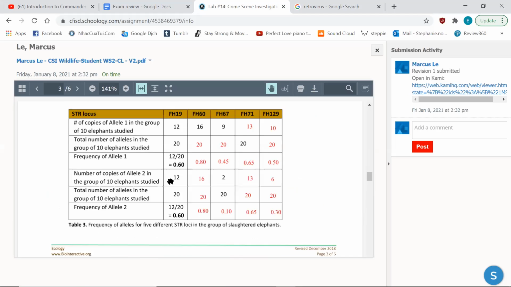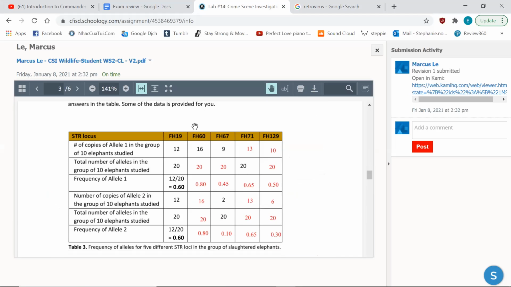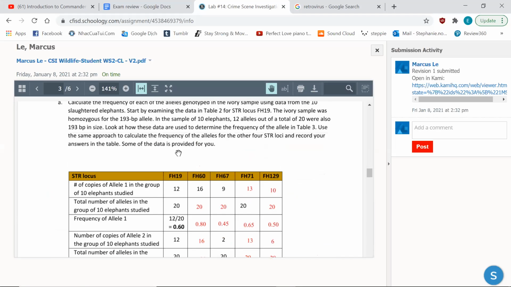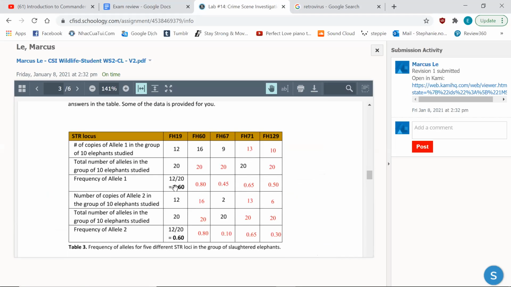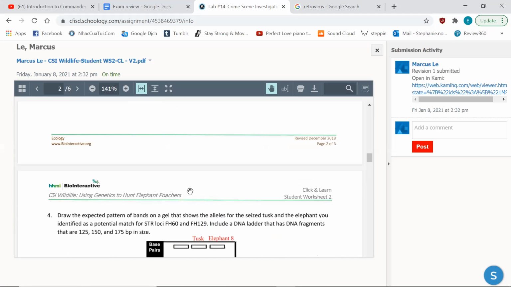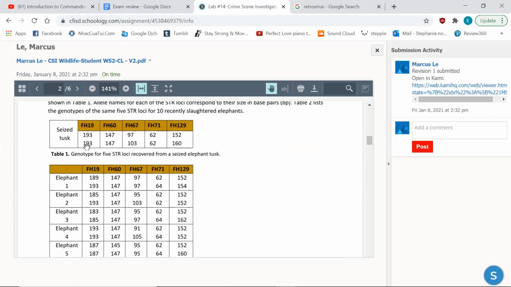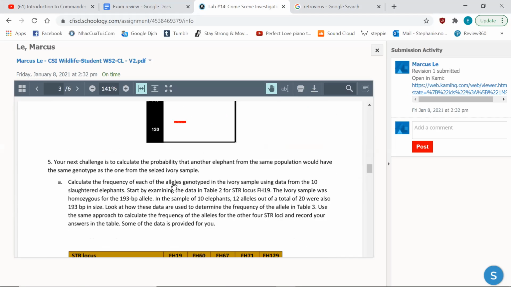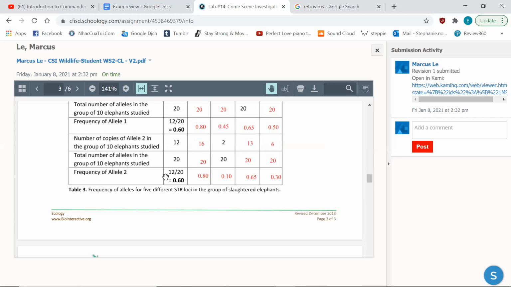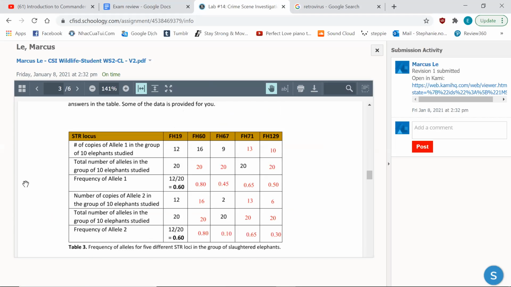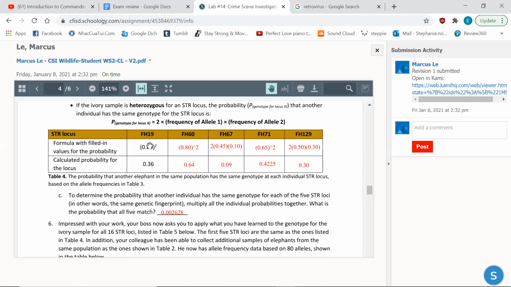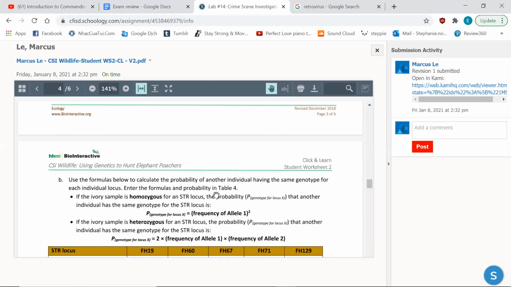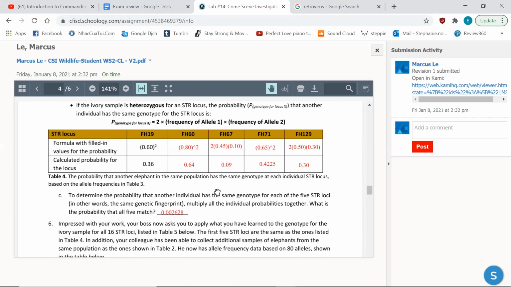Let's give an example. And if you're watching this on YouTube, slow it down if you need to. So here, it's homozygous, right? Why? Look at it, 193 on top, 193 on bottom. They're the same. Since they're the same, I can plug it into my frequency system, right? 12 over 20, 12 over 20, that's 0.6. I take 0.6, since there's 2 of them, I just square it. Boom, calculated probability for the locus, 0.36.